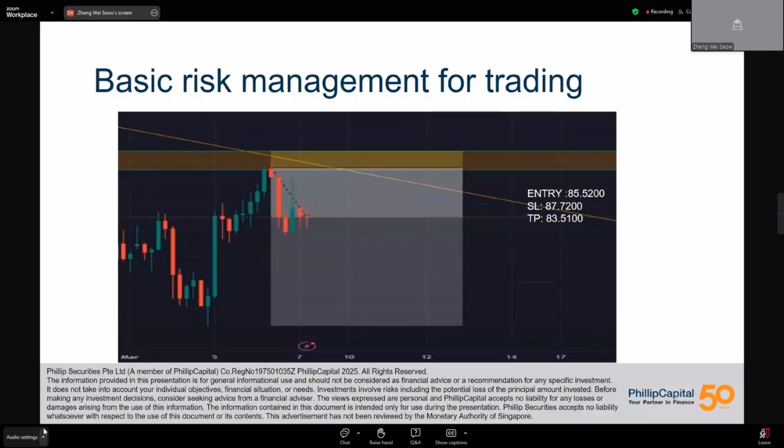Moving on. Another form of basic risk management is to take multiple take profits, as we call it in trading. For this one, I think it's New Zealand yen. To understand what I mean by multiple take profits, let's say I have only one take profit, we call it TP1, a basic TP at 83.51. My entry is at 85.52, and I let the trade run.